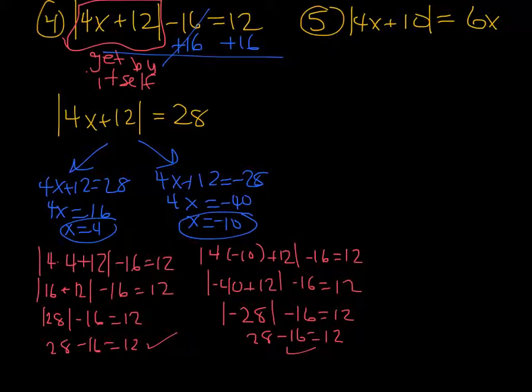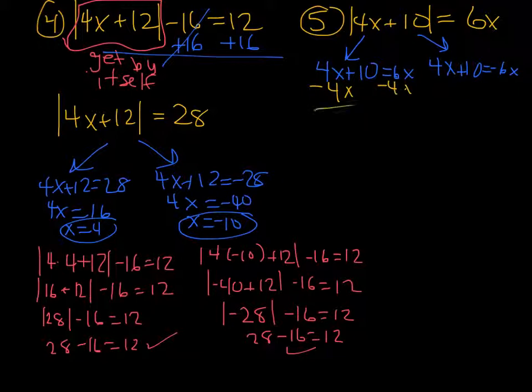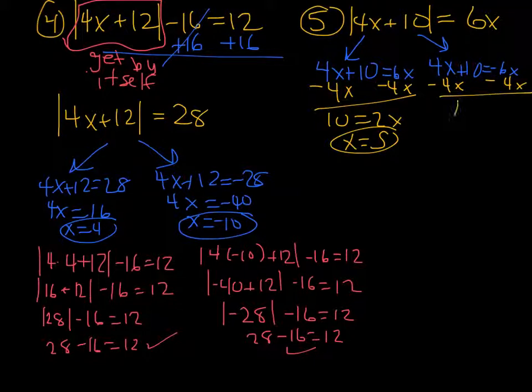So then the last problem, this one's the trickiest one, because there's something weird, but make sure you check your answers. We split this up into 4x plus 10 equals 6x, and 4x plus 10 is equal to negative 6x. So solve this out using what you know about solving equations. That gives us 10 equals 2x, or x equals 5. For this one, I'm going to subtract 4x from both sides. That gives me 10 equals negative 10x, or x equals negative 1.